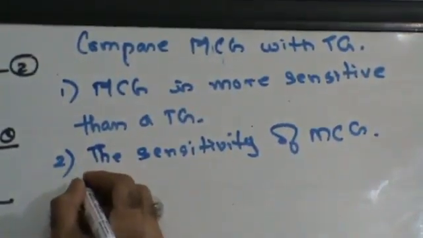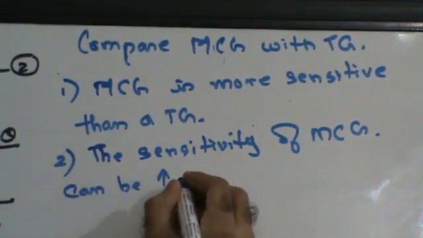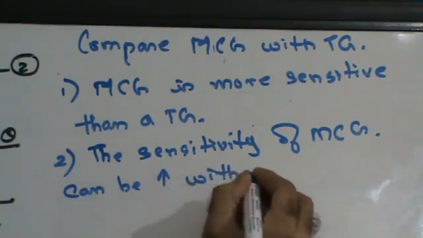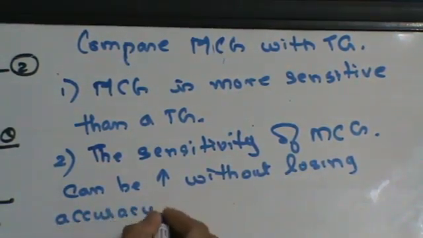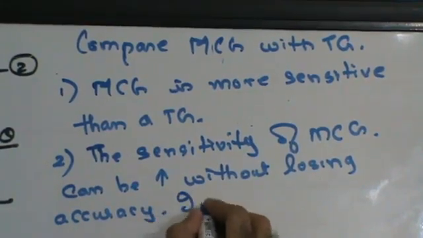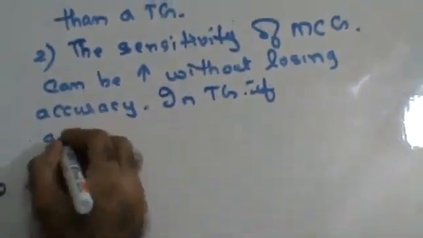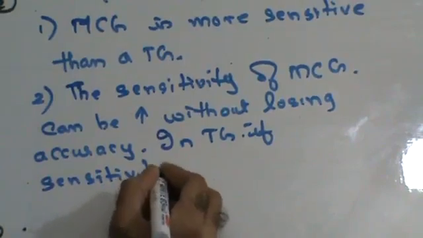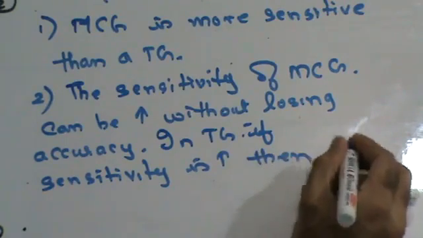So I can say that the sensitivity of a moving coil galvanometer can be increased without losing accuracy. In the case of a tangent galvanometer, if sensitivity is increased, then its accuracy decreases.